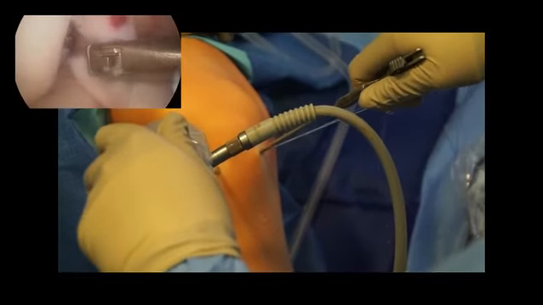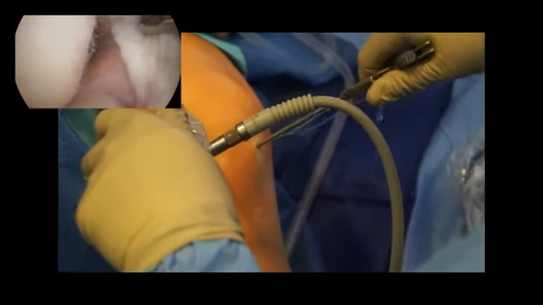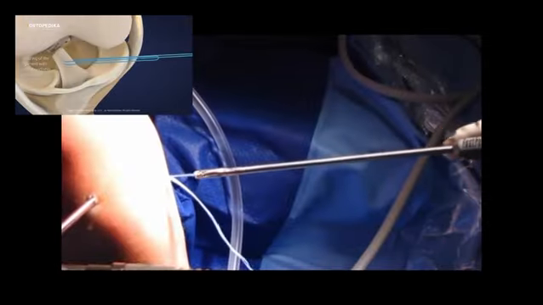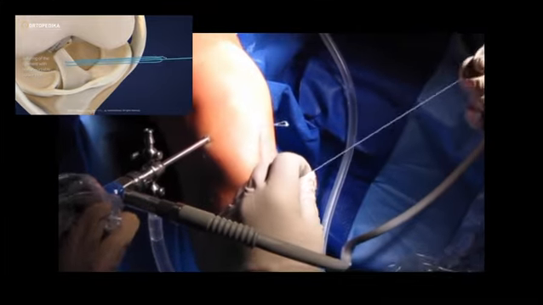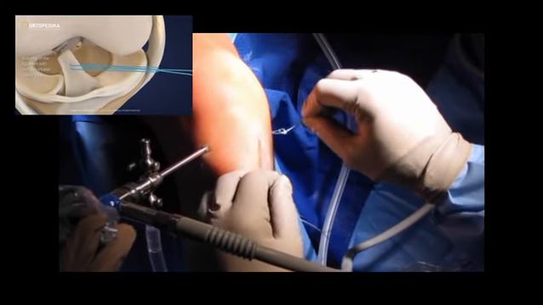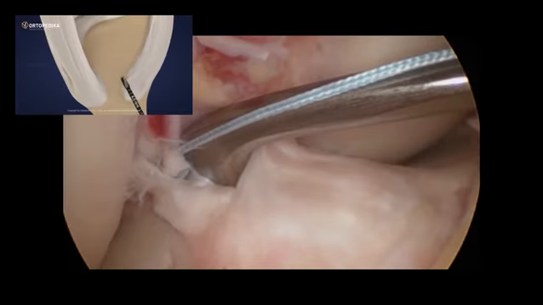sutured with a loop by the Scorpion. This loop is dragged outside the joint from the anteromedial portal. It is practical to leave the loop protruding from the skin, as in the next step one loose end of the suture will be carried out through the loop. Then, by pulling both ends of the loop, we make a knot on the tibial portion of the ACL.